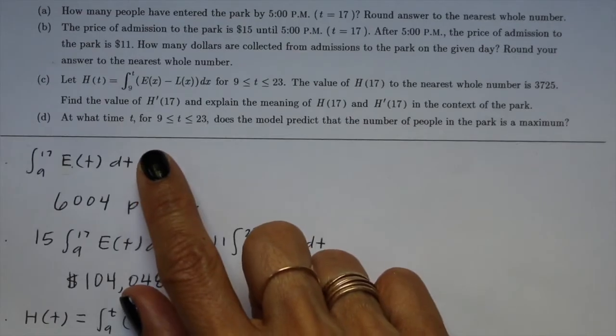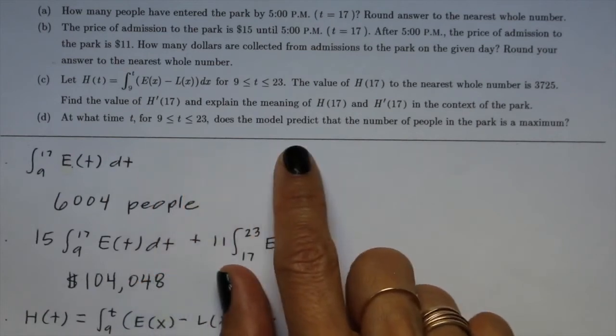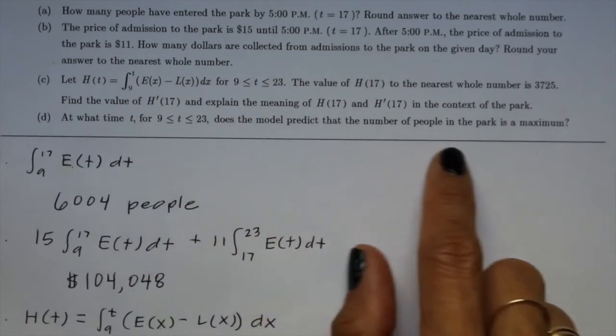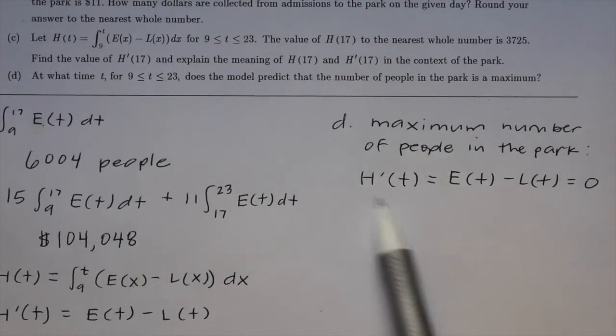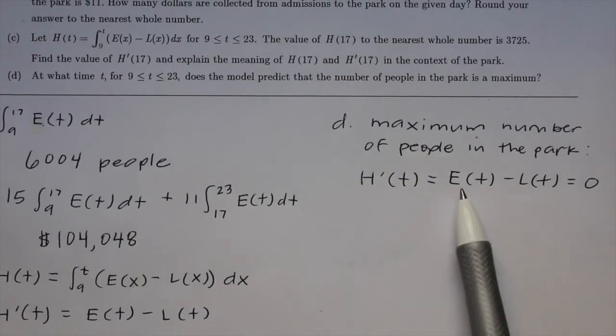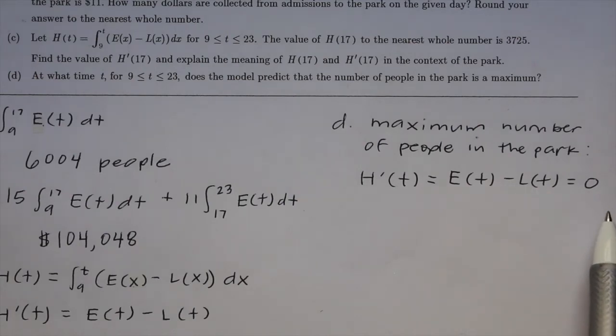Part D says, at what time t, where t is between 9 and 23 inclusive, does the model predict that the number of people in the park is a maximum? To find where you have a maximum value, you're going to set the derivative, which we know equals e of t minus L of t, equal to 0 to find our critical value.